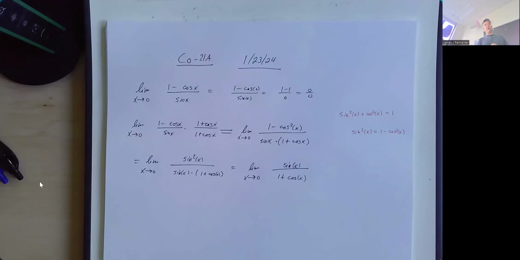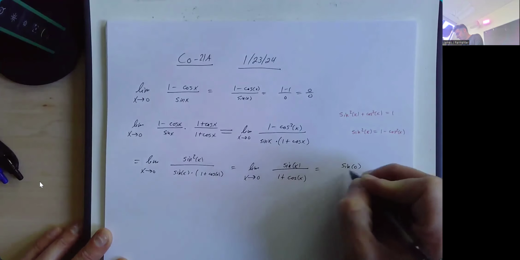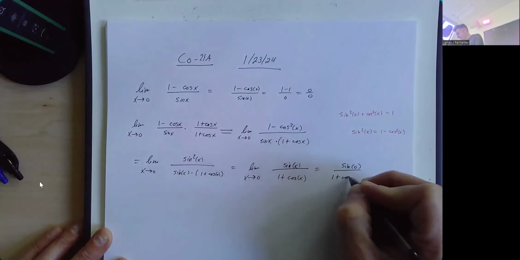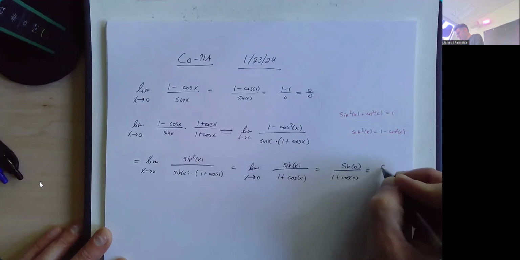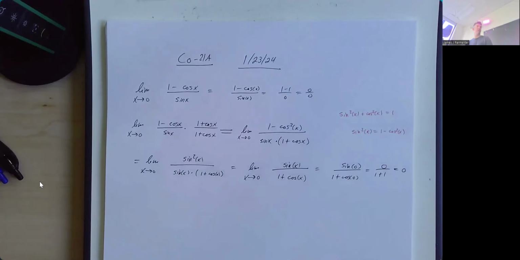And then I've dealt with the problematic part. Now, if I plug in 0, I don't get 0 in the denominator. I get sine of 0 on top over 1 plus cosine of 0 in the denominator, which is 0 divided by 1 plus 1, and 0 divided by 2 is just 0. So this limit ends up being 0.